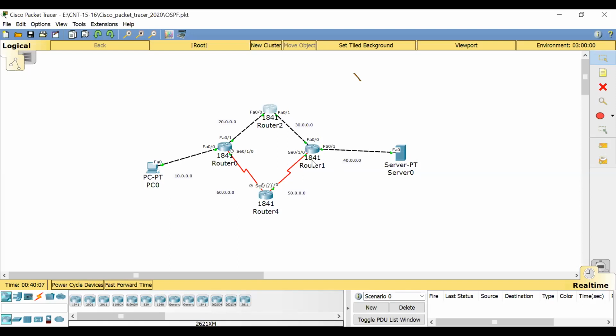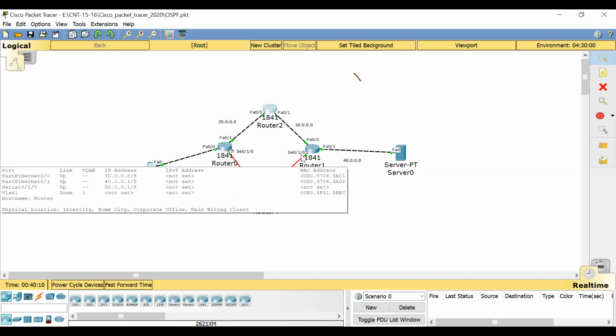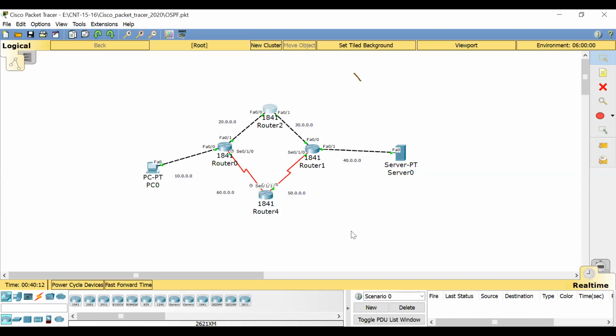Now the serial interface is used. In the case of the serial interface, the cost is 1562. So that is 10 raised to 8 divided by whatever the default bandwidth is, that is 1544 kbps. We need to convert into BPS, and 10 raised to 8 divided by that value. So that result is... sorry, 64, not 1562. So 1544 kbps, we need to convert into BPS, and 10 raised to 8 divided by 1544000, the cost is 64.